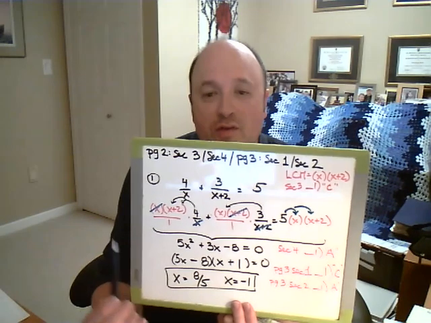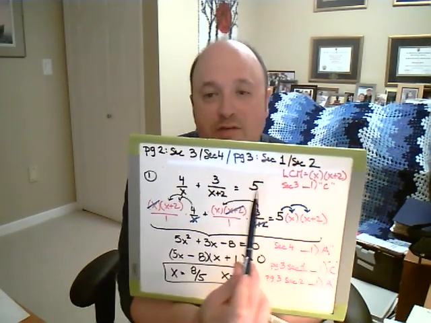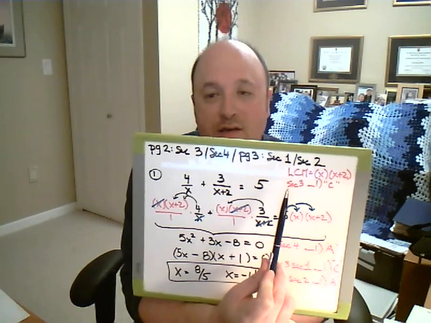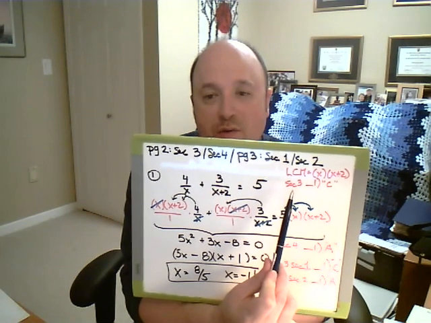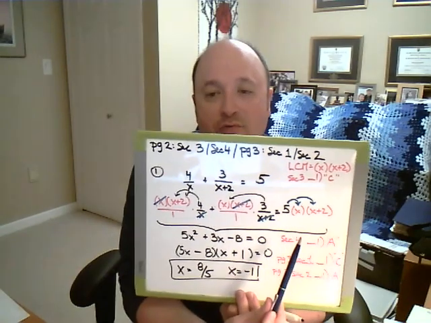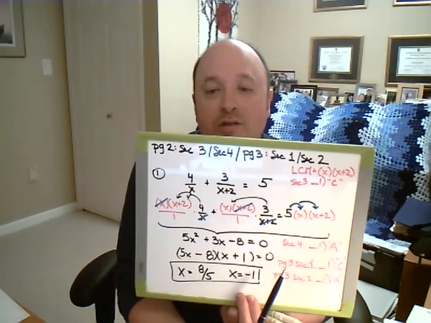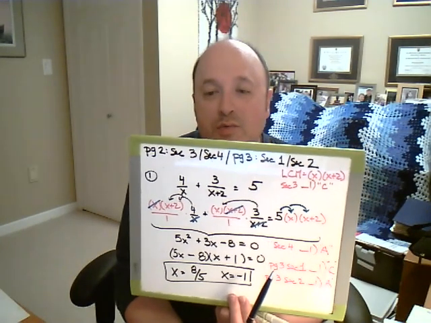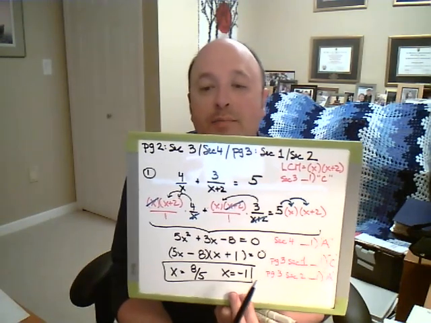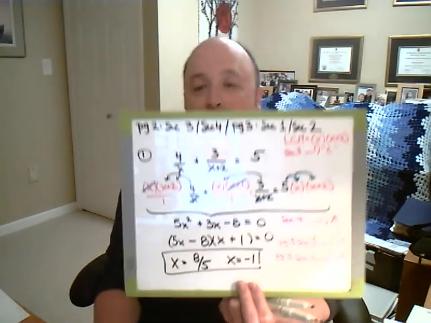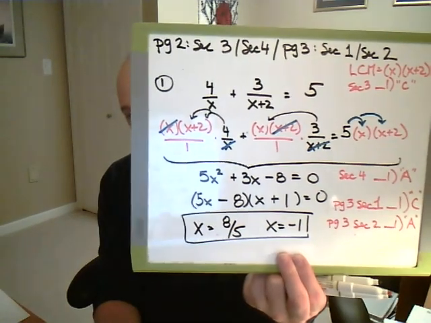So if you follow the sequence of how the questions work in each section, so section 3 becomes letter C, section 4, number 1 is A, page 3, section 1 is letter C, and page 3, section 2 is letter A.